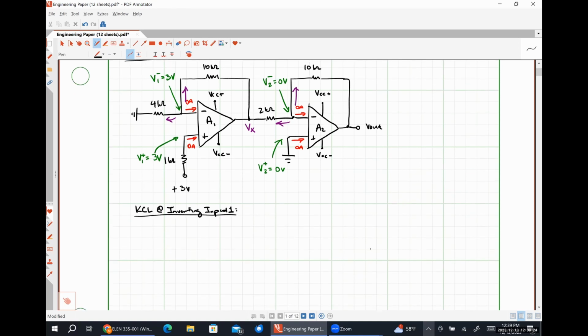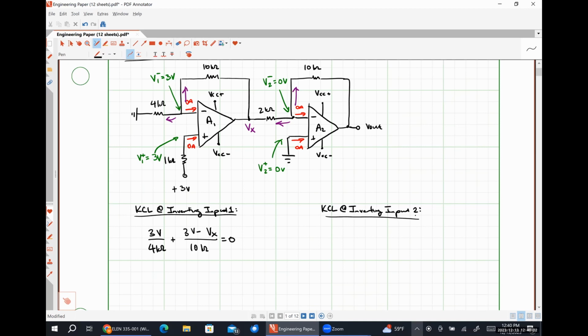we get the relationship of 3 volts divided by 4 kiloohms plus 3 volts minus Vx over 10 kiloohms is equal to 0. And if we applied KCL at the inverting input of op amp number 2, we would get 0 minus Vx, so negative Vx over 2 kiloohms plus Vx minus V out over 10 kiloohms is equal to 0. And then we could solve this system of equations for Vx and V out.